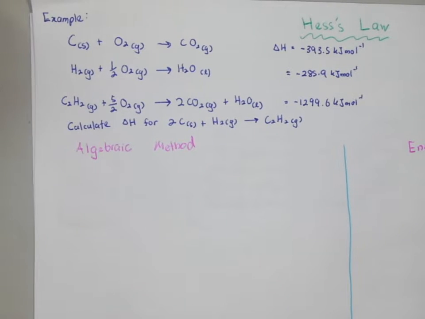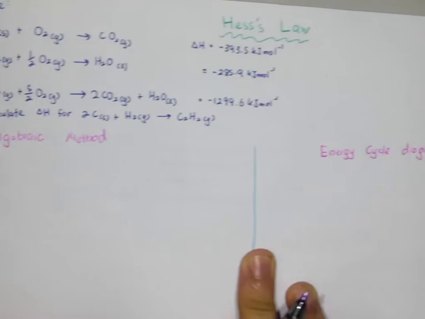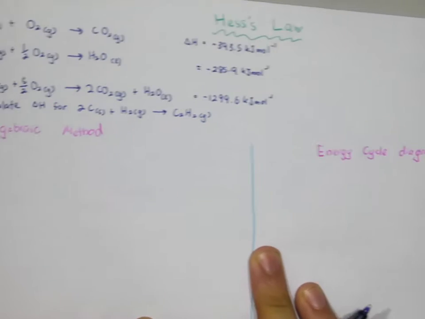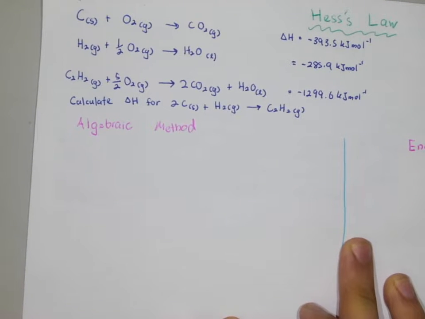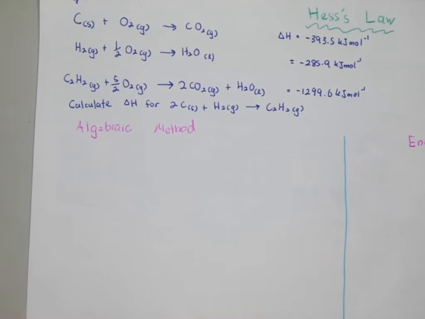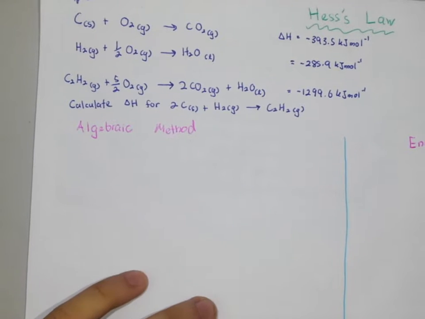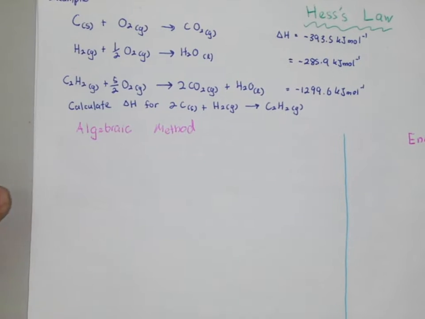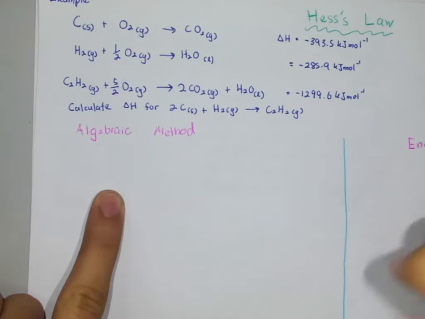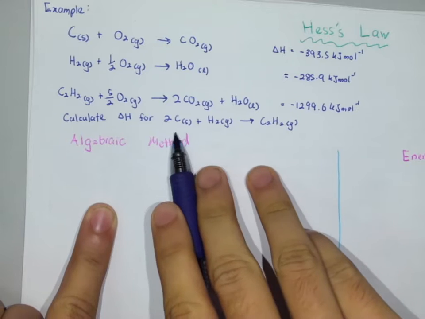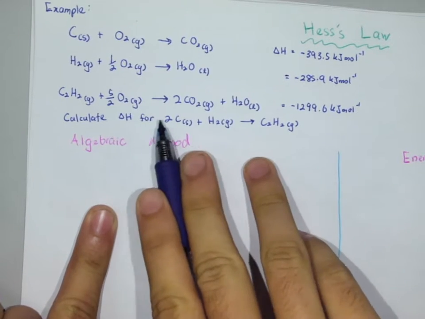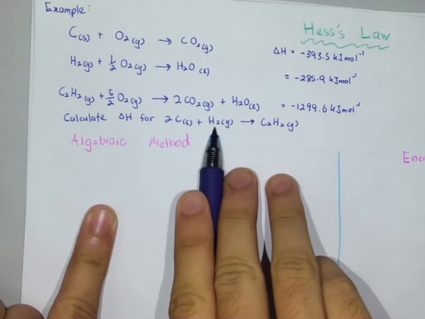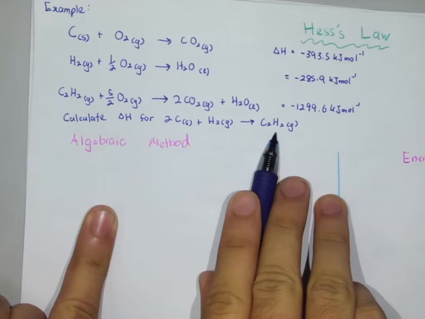Okay, so the next topic is Hess's law. Let's look at Hess's law, and the main thing is we have two methods for solving any question involving Hess's law. The very first method, which I personally think would be the easiest, is the algebraic method. For example, the question gives you three equations and it wants you to find the delta H, the enthalpy, for this equation, 2C plus H2 becomes C2H2.